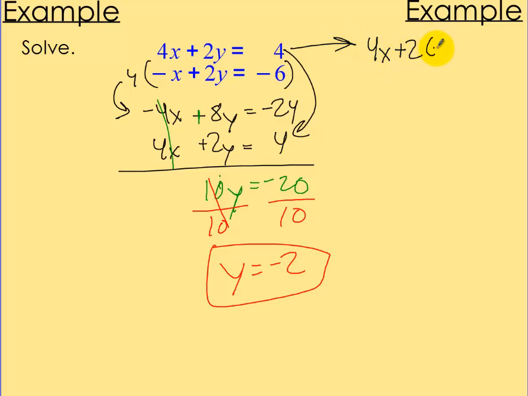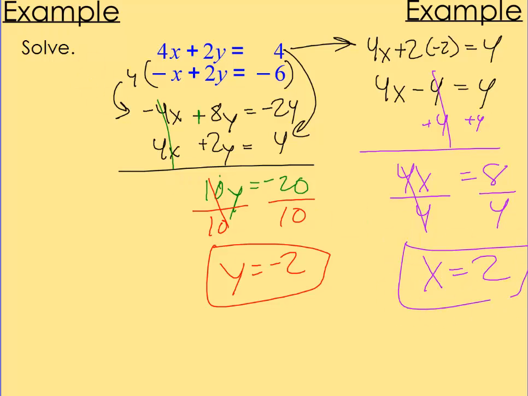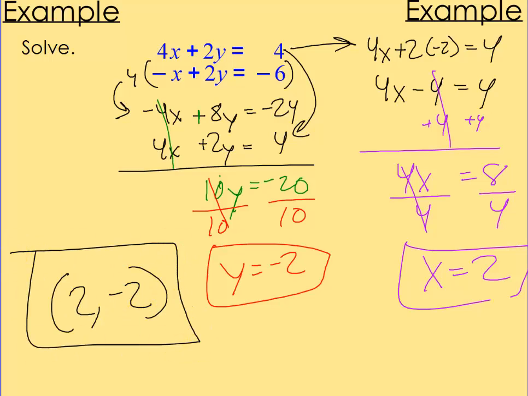4x plus 2 times negative 2 equals 4. So 4x minus 4 equals 4. I am going to add 4 to both sides. So I get 4x equals 8. Divide by 4, and your x is going to equal 2. So the same answer, just like last time. Even though I solved differently, it's still the same answer, 2, negative 2. So you can solve it in different ways. That's it.